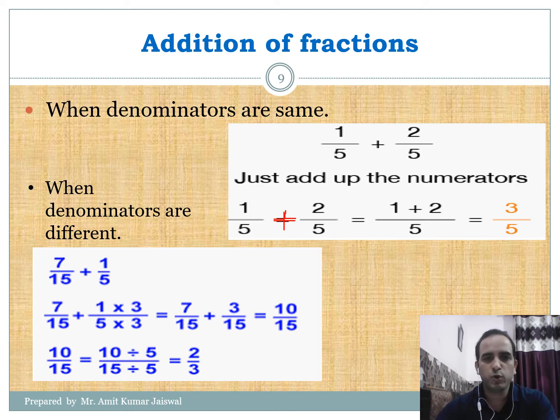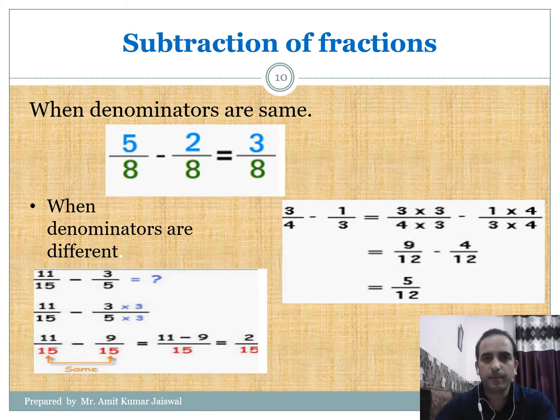So it will be 2 upon 3, the correct answer, while we are going to add 7 upon 15 plus 1 upon 5. So I hope the addition of fractions, where we have the concept of taking LCM and finding the equivalent fractions, is clear to you. Now next we have the subtraction of fractions.